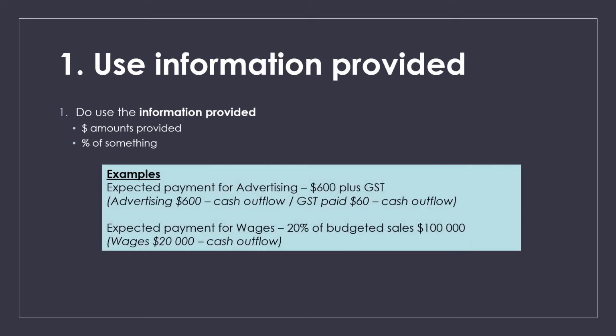Here are examples on how we can use the information provided to determine the budgeted cash flows. Example number one, we're expecting a payment for advertising totaling to $600 plus GST. The advertising of $600 and GST paid of $60 are reported as cash outflows in the budgeted cash flow statement. The second example here says that we're expecting payment for wages totaling to 20% of budgeted sales, $100,000. Therefore, we need to report wages of $20,000 as a cash outflow in the budgeted cash flow statement.